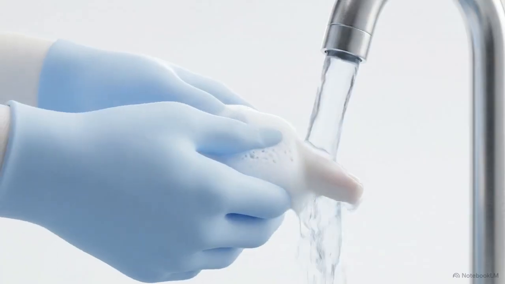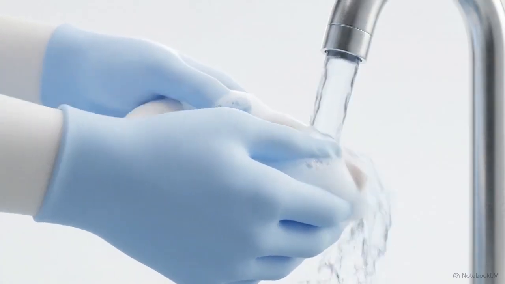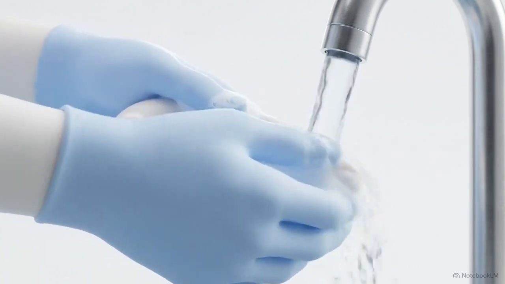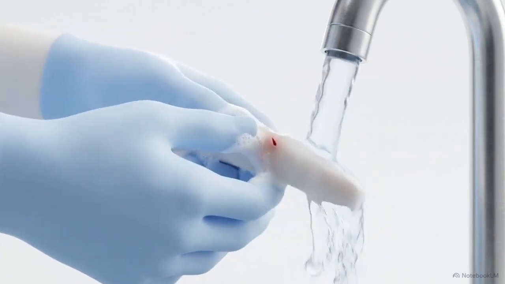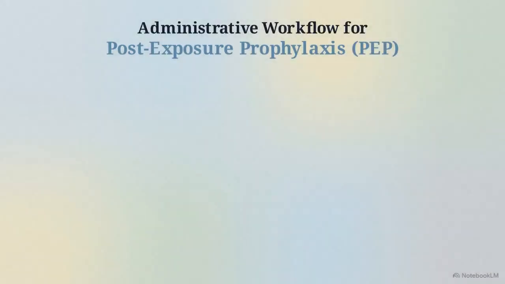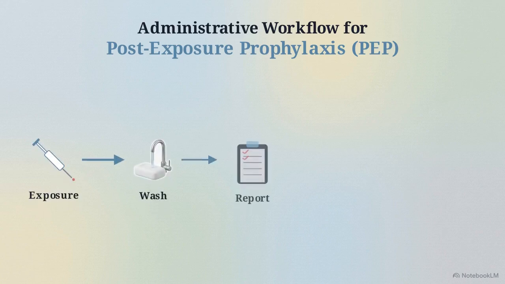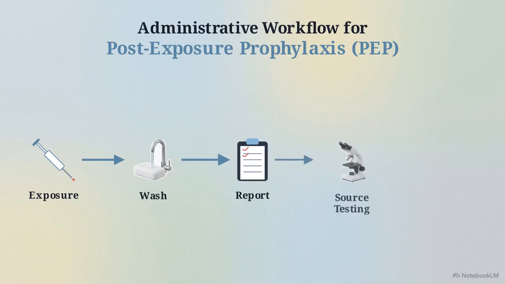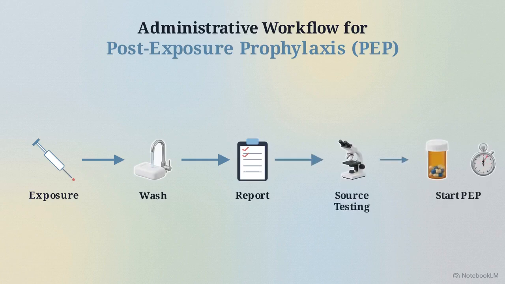If an occupational failure occurs, such as a needle stick injury, the first response is to wash the site thoroughly with soap and water. This flowchart tracks the administrative workflow for post-exposure prophylaxis. Following the wash, a nurse must report the incident, secure source testing, and begin PEP within a strict time window.